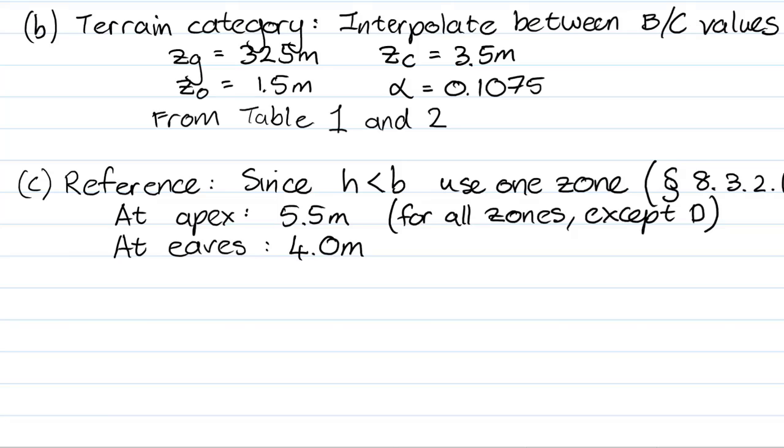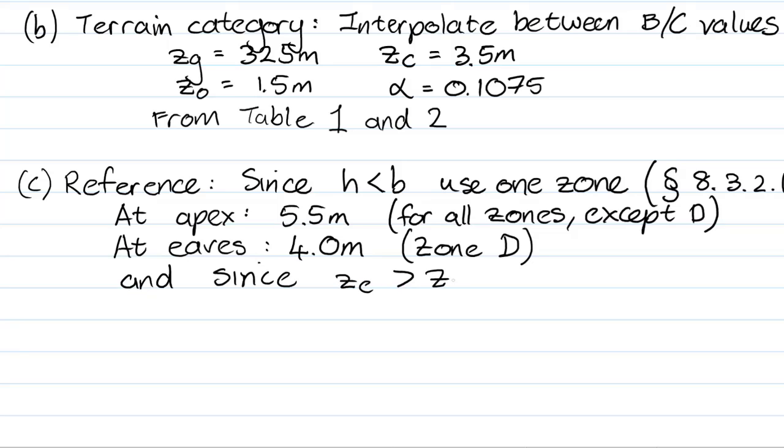And we're going to use this for zone D calculations, because zone D is the windward wall, and the code says that for the windward wall, that is where we then have the different zones, and we use the height at the eaves, not the maximum height, and we only adjust it for this zone. And since ZE is greater than ZC, it's okay.